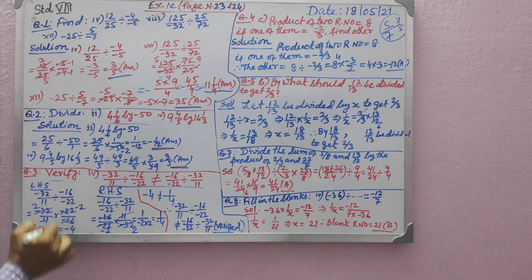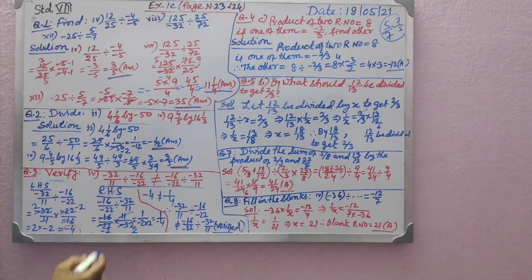How will you do it? Left hand side, you solve minus 32 by 11 divided by minus 16 by minus 22. That is minus 32 by 11 into minus 22 by minus 16. It simplifies as 2 into minus 2, because 16 and 32 will cancel, 2, and 11 will go, minus 2. 2 into minus 2 is minus 4. This side value is minus 4.